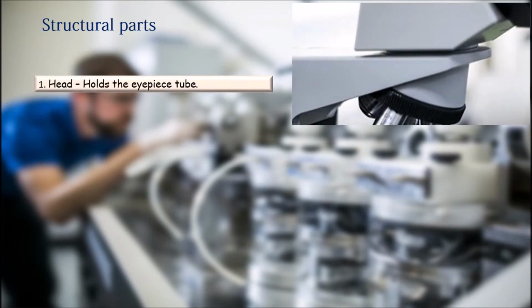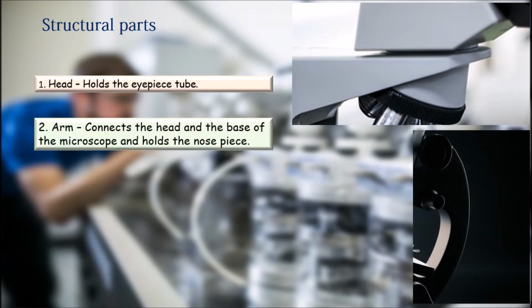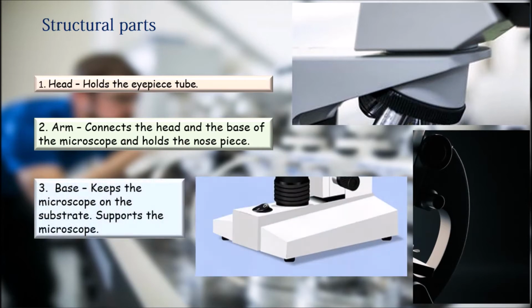Structural parts. There are three structural parts: head, base and arm. Head. It holds the eyepiece tube. Arm. It connects the head and the base of the microscope. It is used when carrying the microscope from one place to another. It holds the nosepiece, which consists of objective lenses. Base. It keeps the microscope on the substrate and supports the microscope.